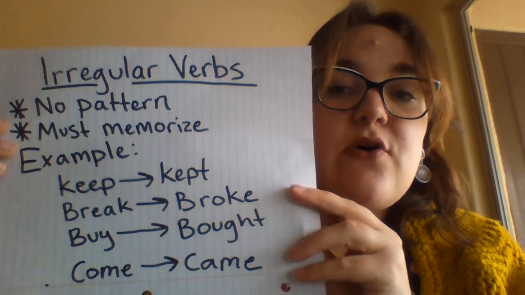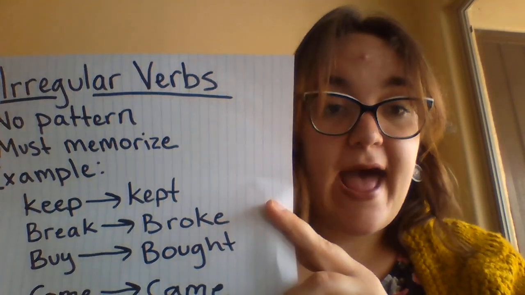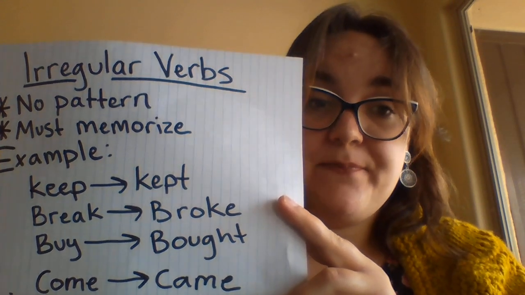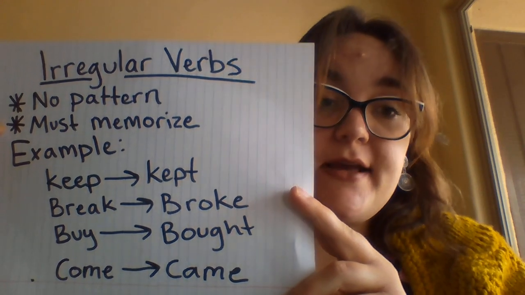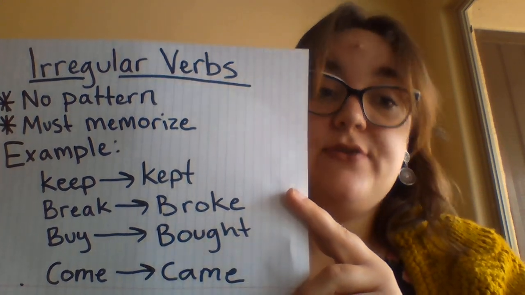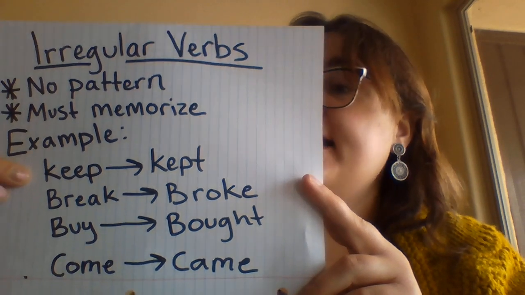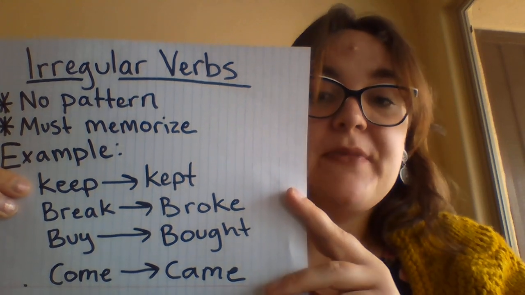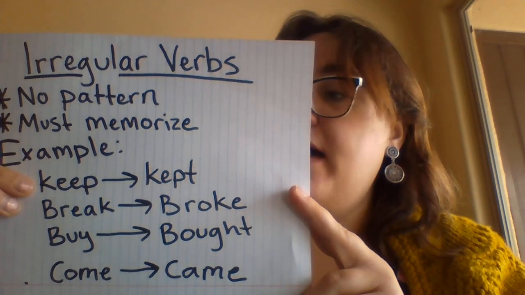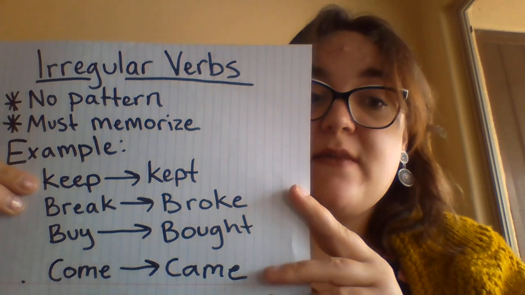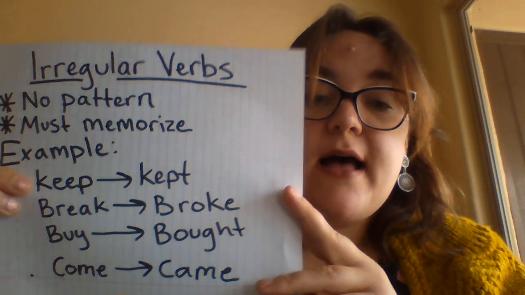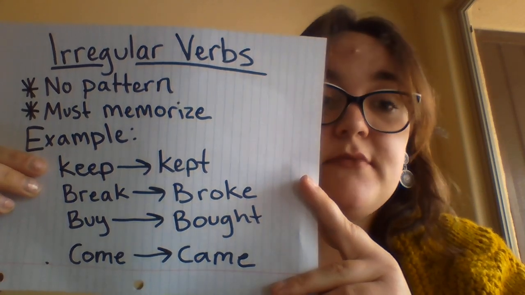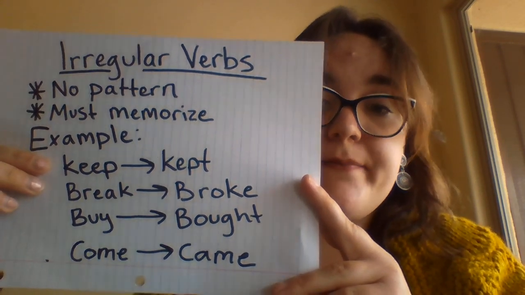Okay. So there is, once again, no pattern with irregular verbs, and you must memorize them because there's no pattern. Each one is different and unique. So let's look at a few irregular verbs. For example, keep. The base form of the verb keep. In the past, keep becomes kept. Okay? Do you see there's no ed? It's a completely different word.